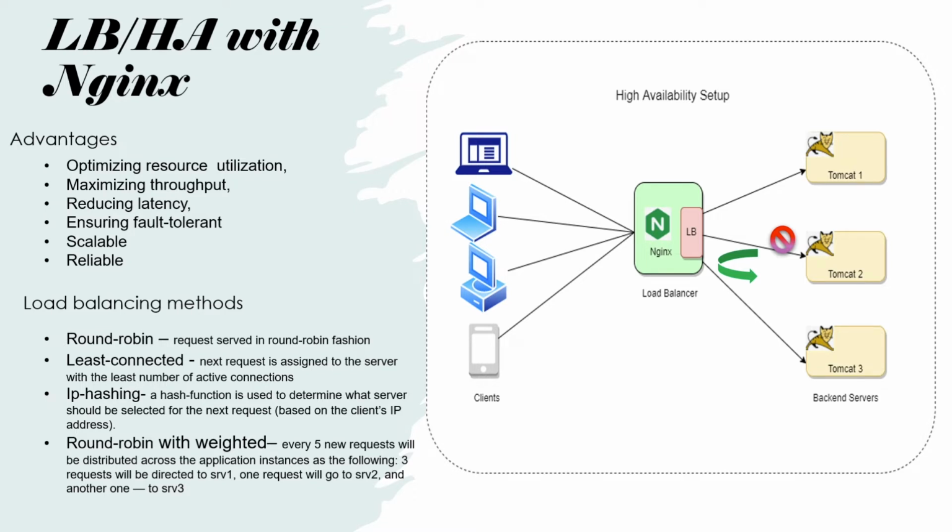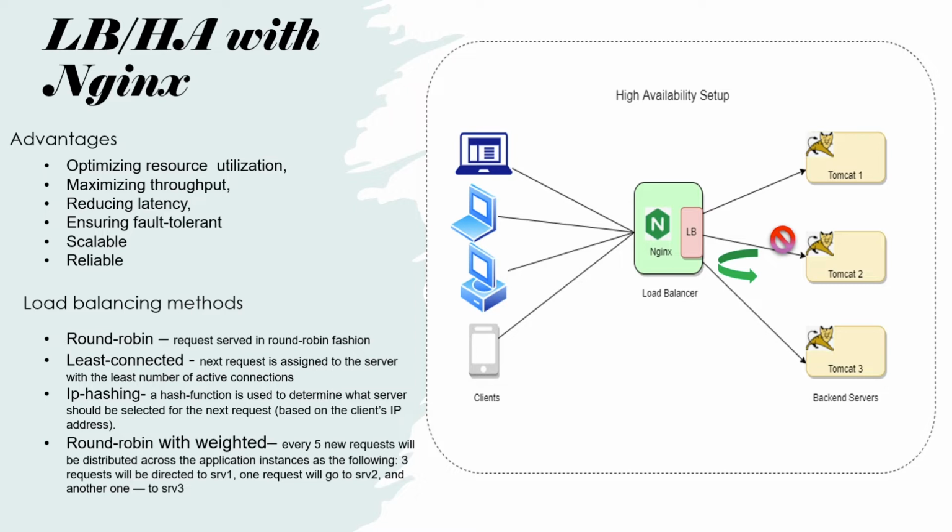Okay, so what are the basic load balancing methods supported by Nginx? This is not specific to Nginx, however, it's a basic concept. One is round robin, in the sense the requests are routed in a round robin fashion across 3 instances. The second one is least connected. Even though these are basic concepts, I'm explaining them specific to Nginx configuration. Least connected means that the next request is assigned to the server with the least number of active connections.